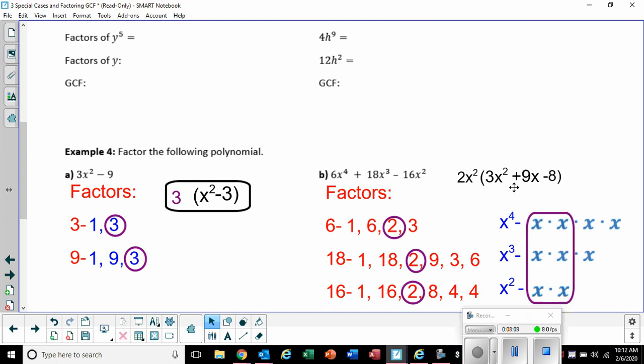So that's my leftovers. And the whole thing, both of these parts set up so they're ready to be multiplied together, is my final answer.